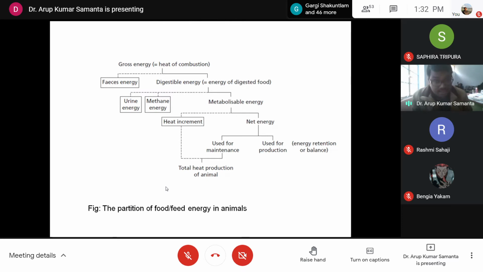So if you are asked to write the schematic representation of partitioning of the food energy in animals, you have to schematically present this particular chart.